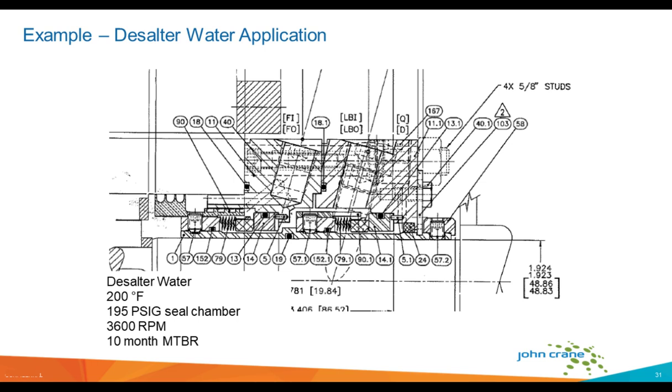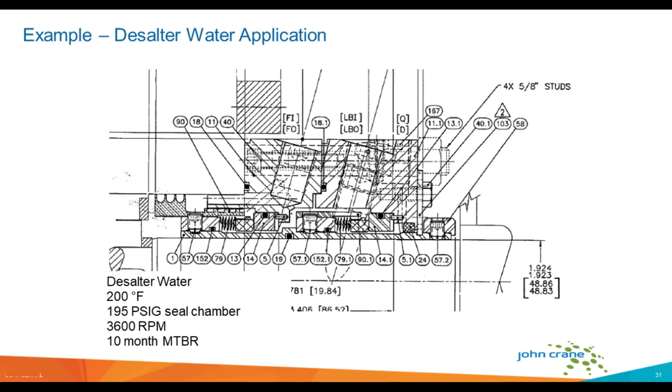If we look at an example of this technology in a real-life application, what we have is a desalter water application here, which is about 200 degrees F for the process temperature, 195 psi in the seal chamber, 3,600 RPM, and only a 10-month MTBR. So not an ideal mean time between repair for this particular application.